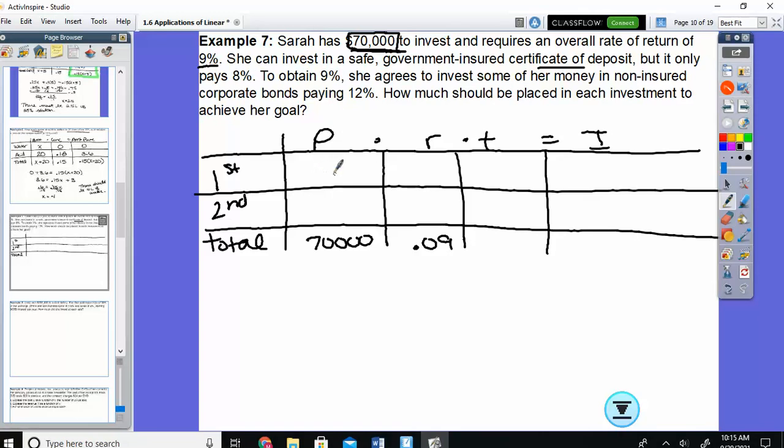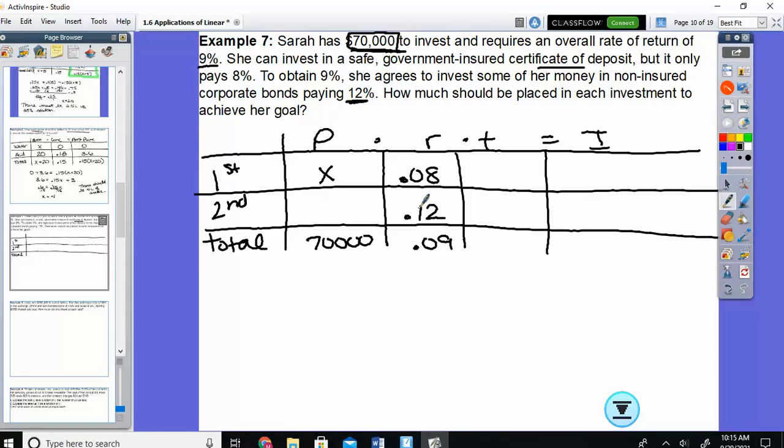Okay, so in my first one, we're going to invest. Does it tell us how much? So we'll call that our X. My rate is 0.08, 8%. Okay, and the next one, she's going to put some in the bonds that pay 12%. So that rate is 0.12. Did it tell me how much I put in that one? No. I can't call that X again, because I didn't say she put half of her money in each.